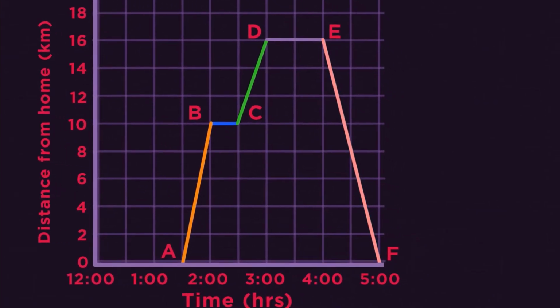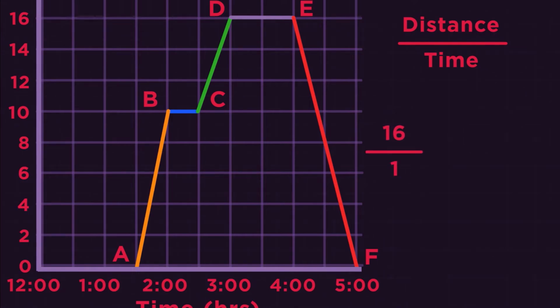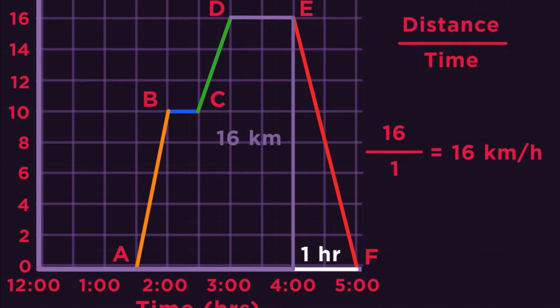Where the line is in the negative direction, this shows the direction of travel is opposite, such as back home. Can you work out the speed? The distance change is 16 kilometers, with a time change of 1 hour. So Sam is traveling at 16 kilometers per hour.